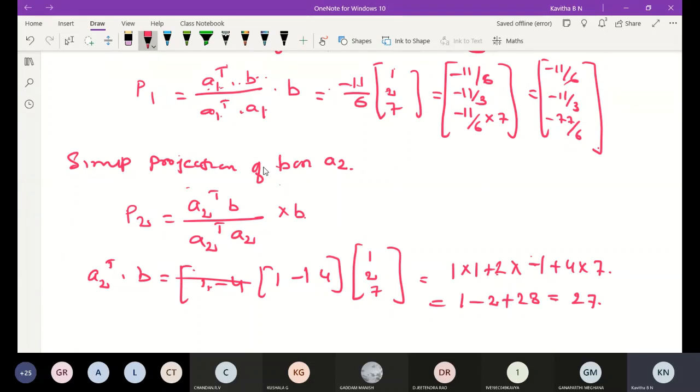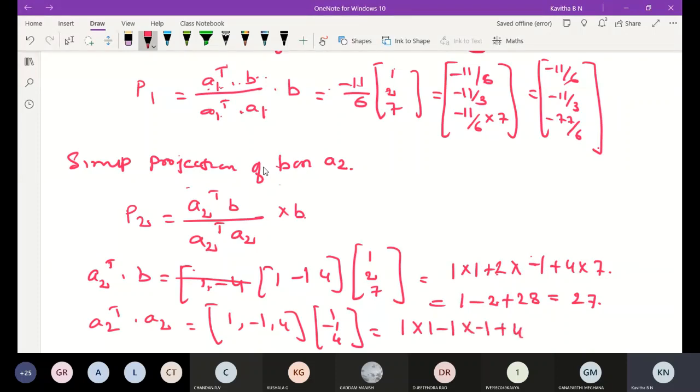Then similarly find A2 transpose dot A2, where A2 is 1, minus 1, 4. So 1 into 1, minus 1 into minus 1, plus 4 into 4. That is 1 plus 1 plus 16, so you are getting 18 here.